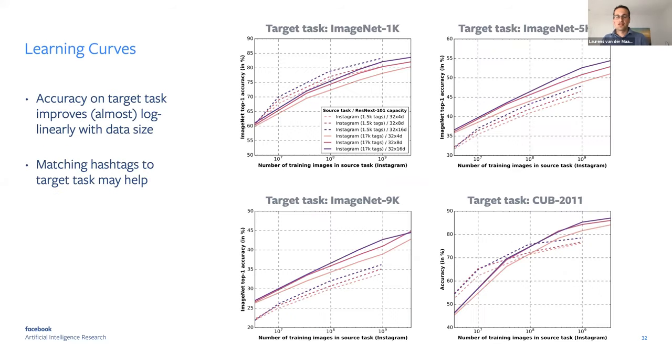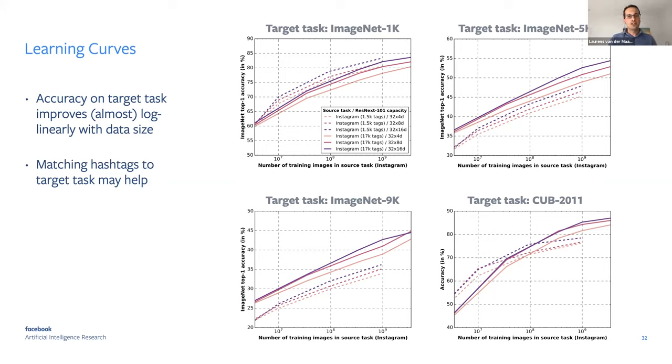Another thing that's interesting to look at is what is the effect of the number of training images in the source task, in this hashtag supervision task, on the final accuracy. And if you do that, you get plots like this. These are plots for four different target tasks: the three different ImageNet tasks, as well as a bird recognition task.